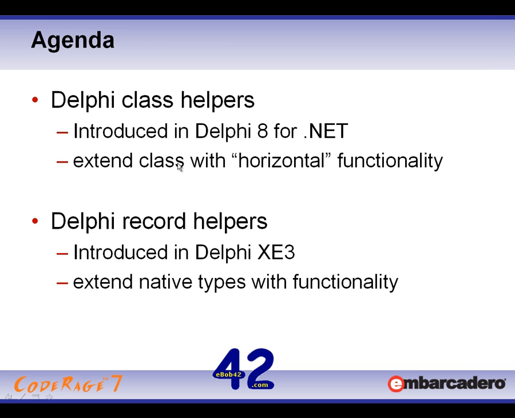In this session I will talk about Delphi class helpers that were introduced in Delphi 8 for .NET and extend classes with some kind of horizontal functionality, methods, functions and procedures to extend a class that all derived classes can benefit from. I will also talk about Delphi record helpers, which have been introduced new in Delphi XE3. And these also extend native types like integers and strings and records with functionality, as opposed to class helpers that only work on classes.